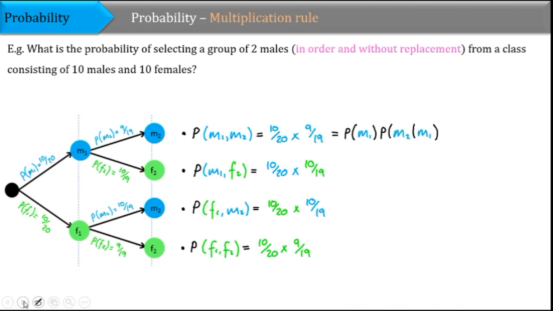Right, now, very important. This probability over here is a probability of selecting a male first, so we'll write it in this way. This probability is selecting a male second. However, it's not the same probability as before. It changed. This probability is affected by what happened before. This is 19 because one person was taken from the sample. This is 9 because it was a male.